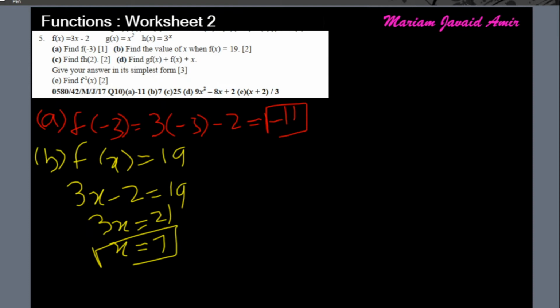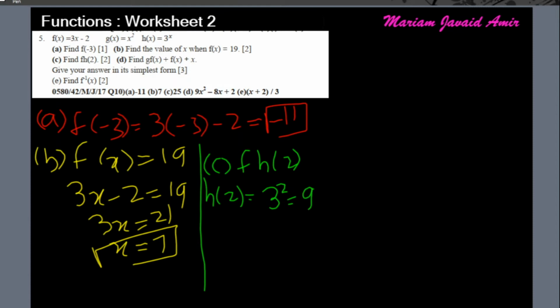Part C, find f(h(2)). So first we need to find h(2). So in h(x), replace x with 2, 3 squared becomes 9, and then this becomes f(9). So we need to find the value of function f(9). So in f(x), replace x with 9. So we get 27 - 2, 25.